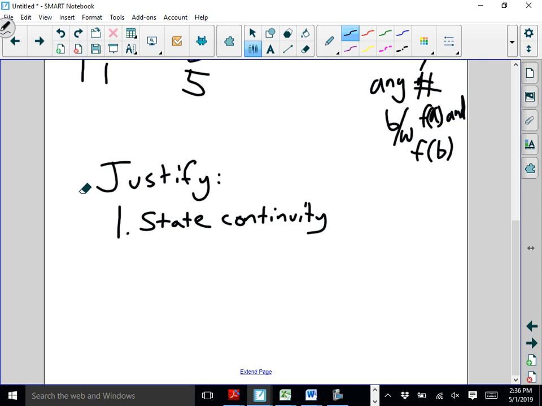If they state differentiability, then state continuity, right? Since f is differentiable, f is continuous. Differentiability implies continuity. So you need to state continuity. You're either repeating what they said or implying what they said. So if they state differentiability, then you can say, since f is differentiable, f is continuous.